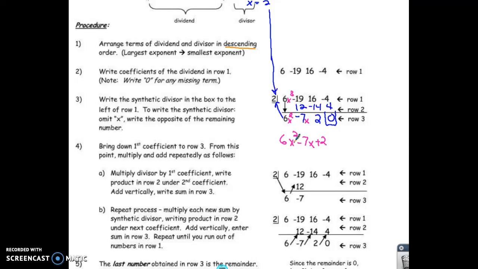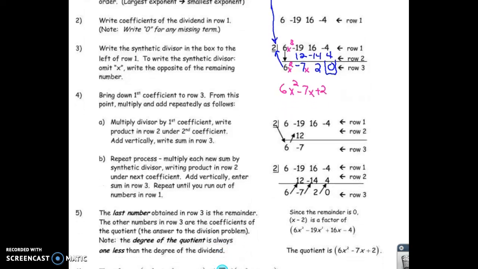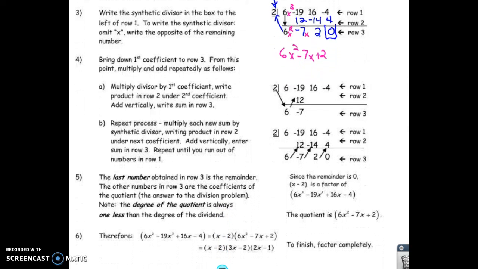If you want to look at the rest of the work, you can. And by the way, this 6x squared minus 7x plus 2 will factor. Our idea is get it down to a quadratic, and then we know how to factor quadratics. All right, let's go to our next problem.